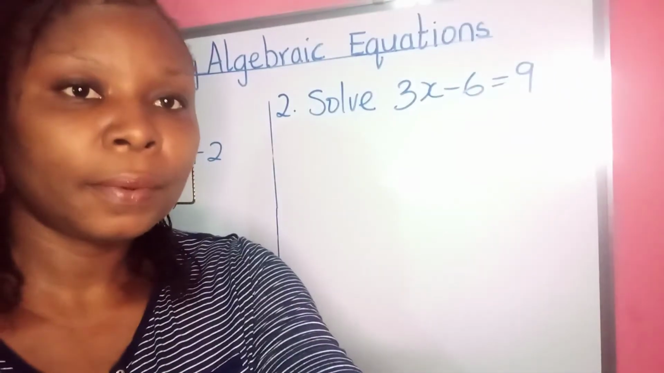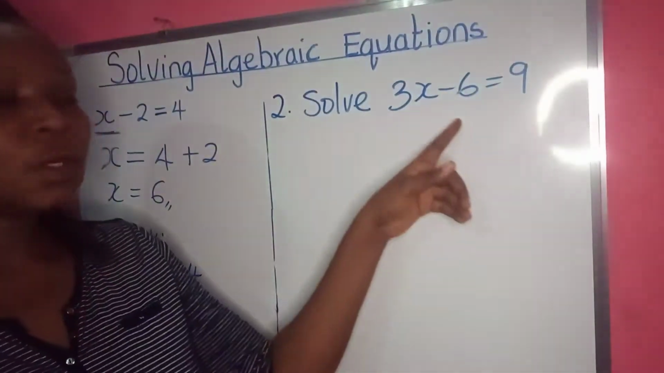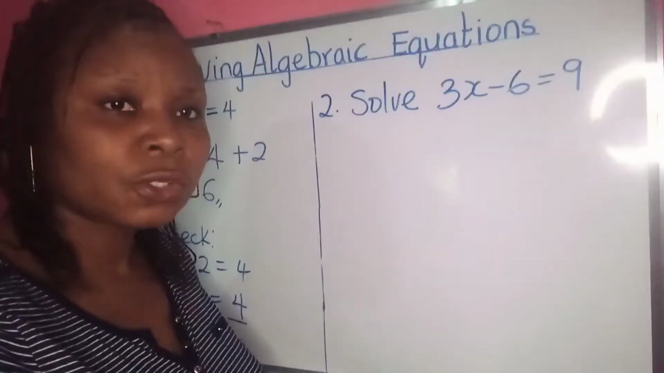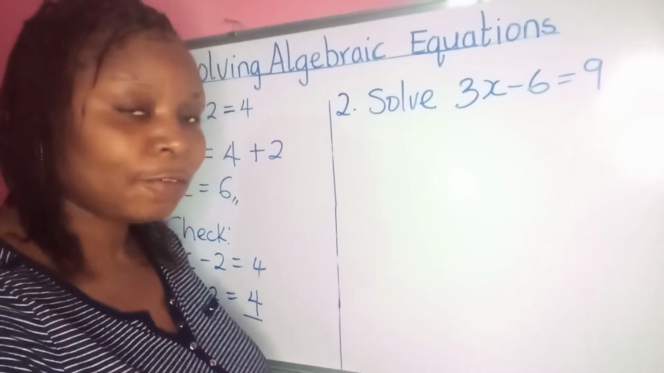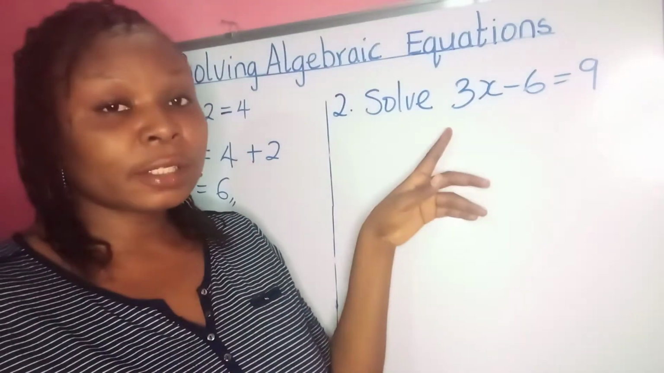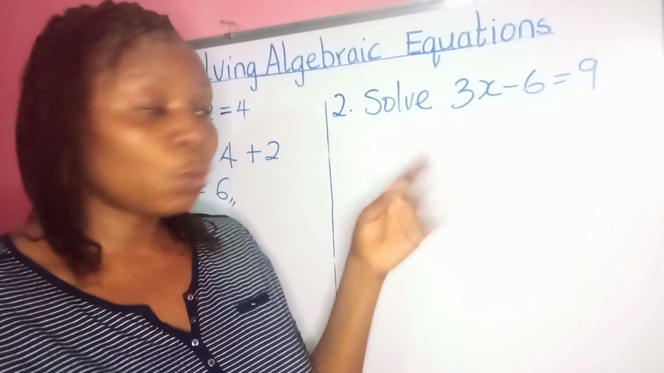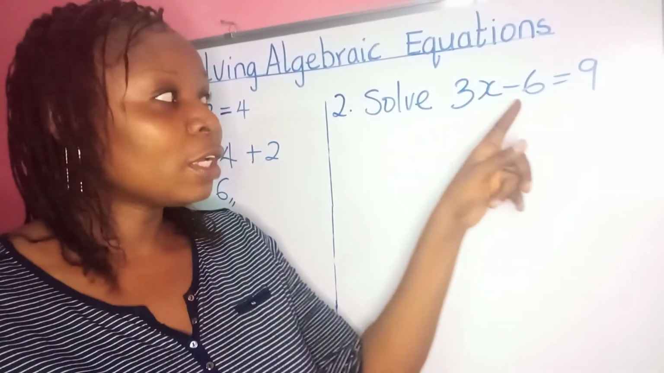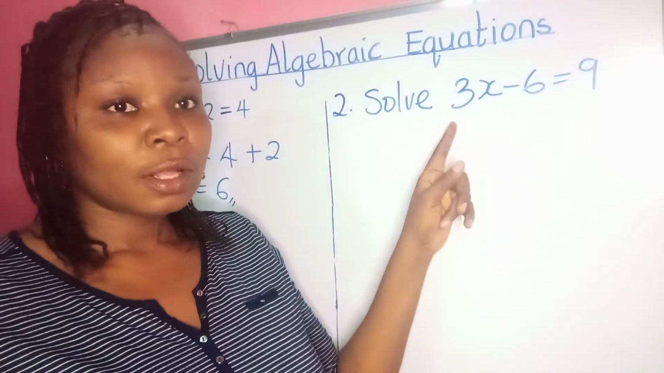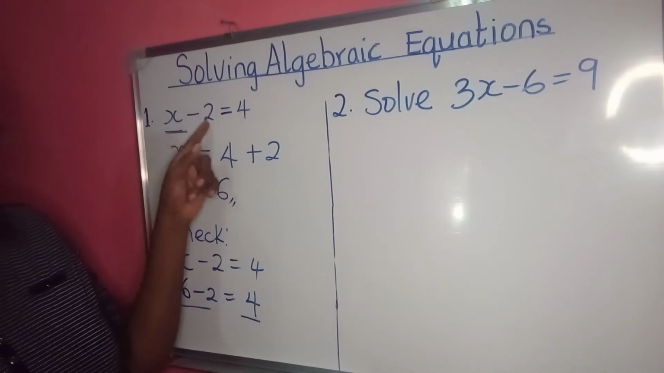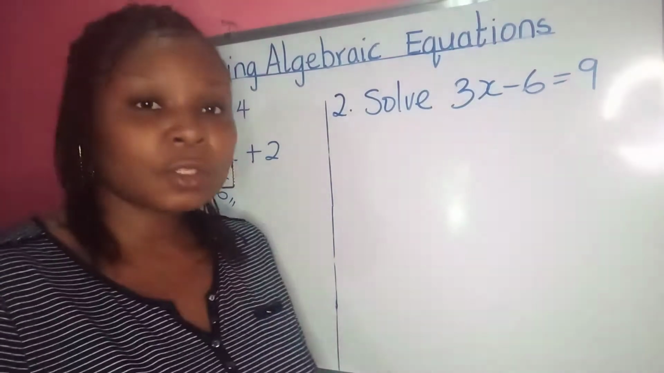In this example, we have 3x minus 6 equals 9. Okay? Now, this equation looks a bit more complex than the first one. The difference is that the left hand side of the equation, which has the unknown, has an extra 3 attached to it. We have negative 6 and we have a 3 attached to it. Unlike on this side, we have just x minus 2 on this side. So it is not difficult.